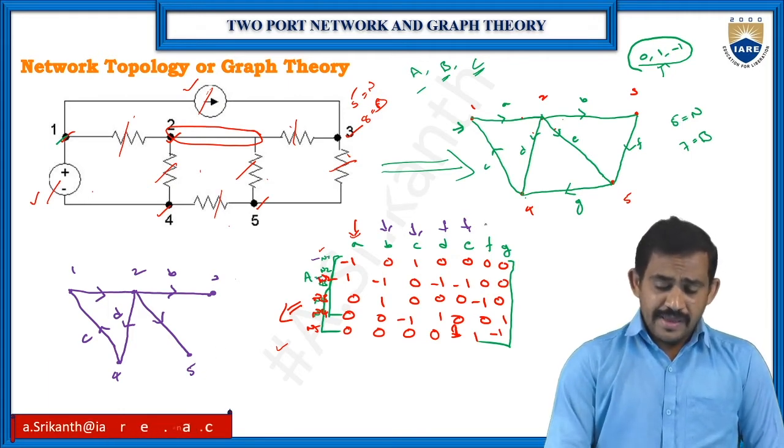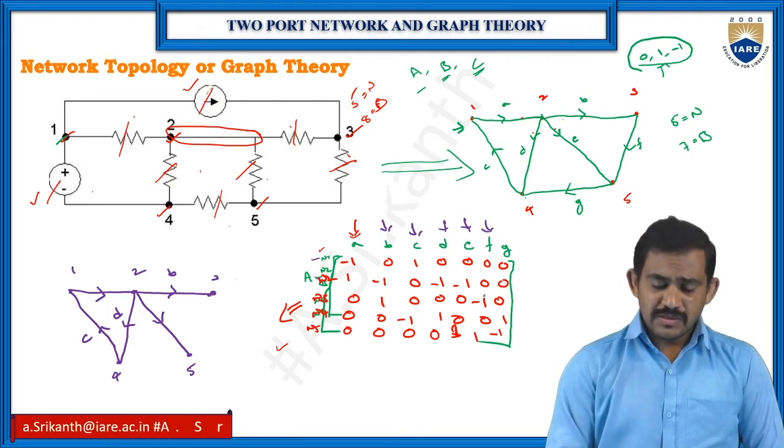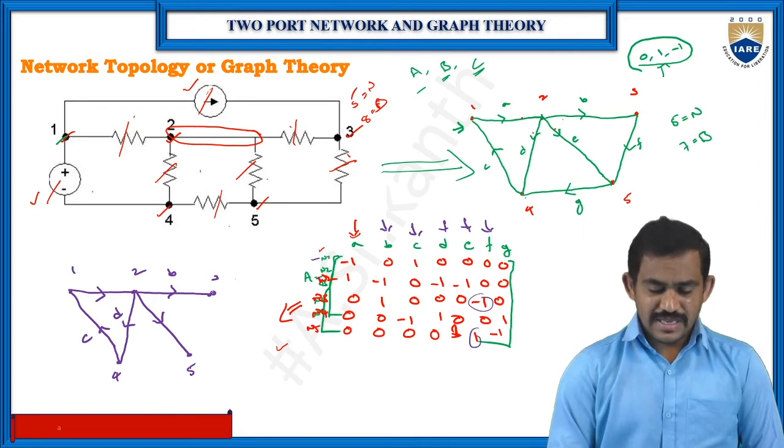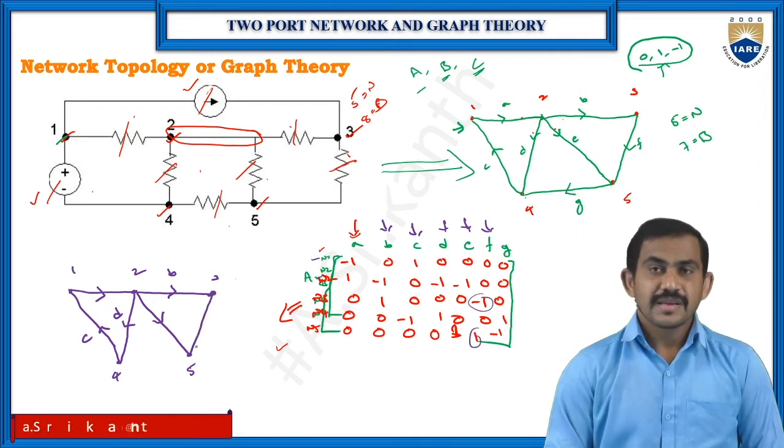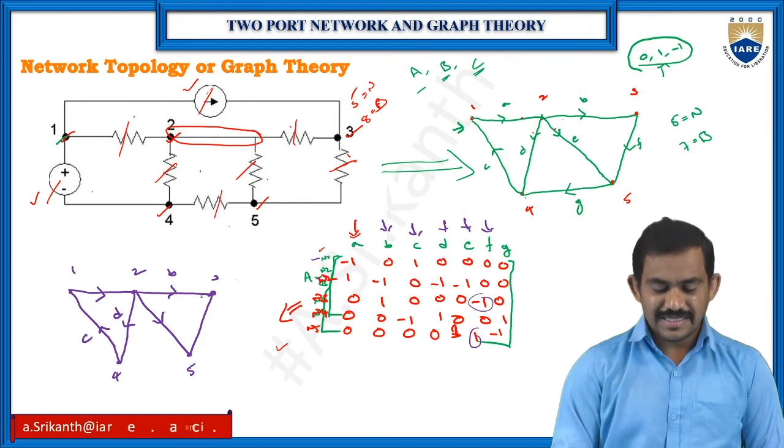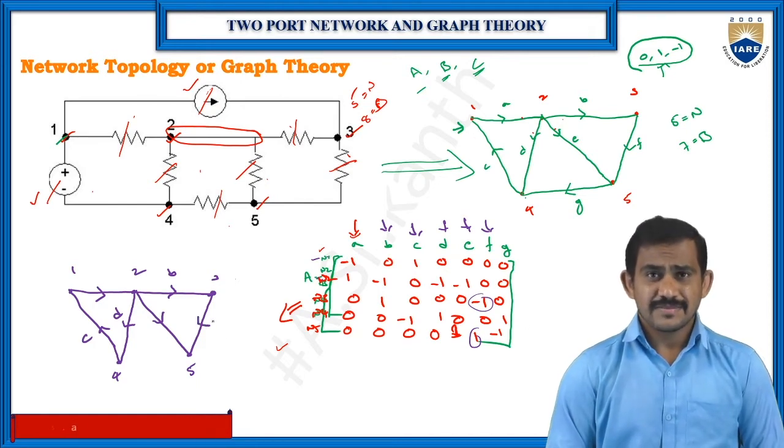Next, the F branch, between 3 and 5. So 3 and 5 I have the F branch, and then check the direction. So 3 is minus. So 3 to 5 is my direction.